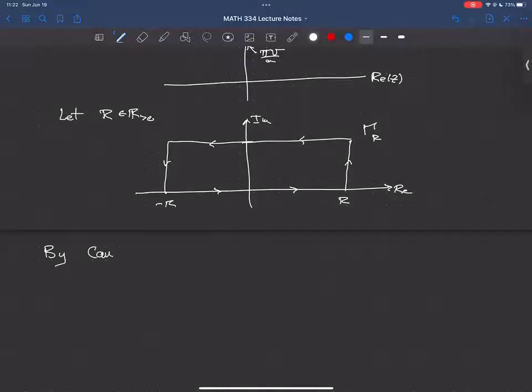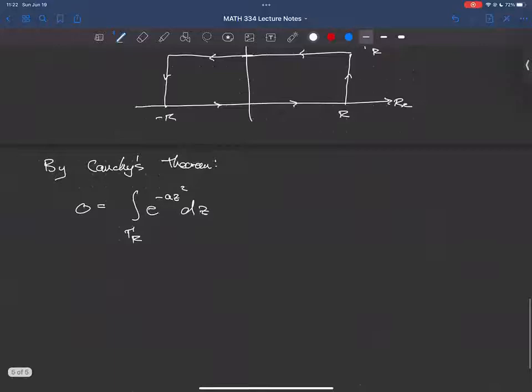Cauchy's theorem. Okay, 0 is equal to the integral around this closed contour, e to the minus a z squared dz, and then what I'm going to do is break the contour up into its segments, along each of the 4 edges of the rectangle.